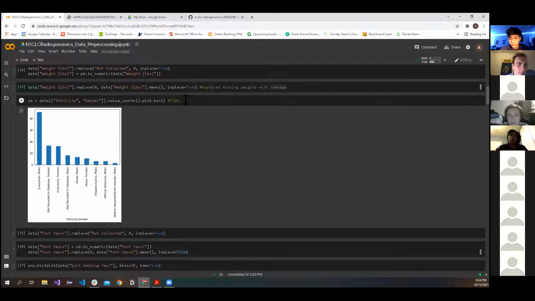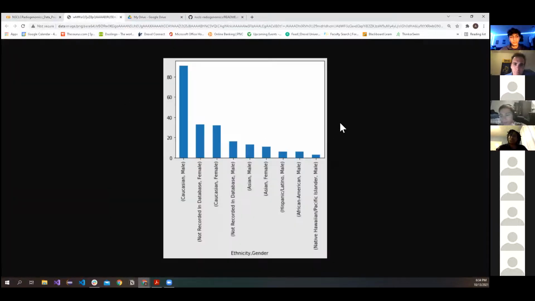This is something that I brought up in the last meeting, so I'll put it up here. The distribution of ethnicity and gender in our data is not particularly representative. I don't really know, but I just wanted to hear everyone's thoughts about it. If you turn your head, this is not a scale of percentage. This is a scale of quantity.